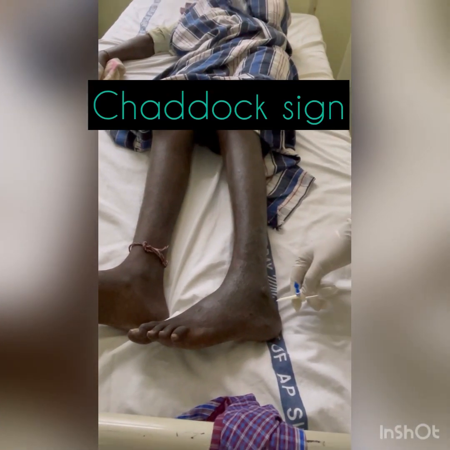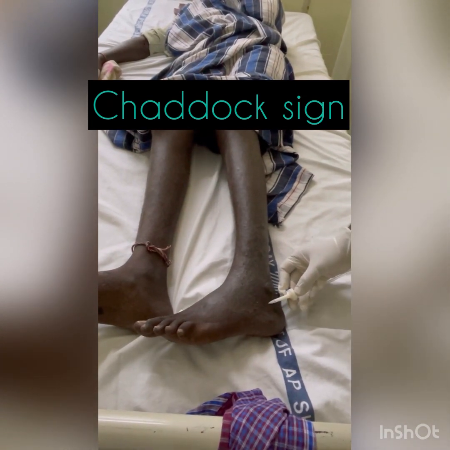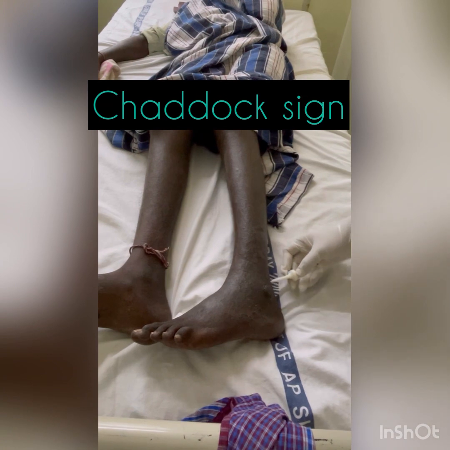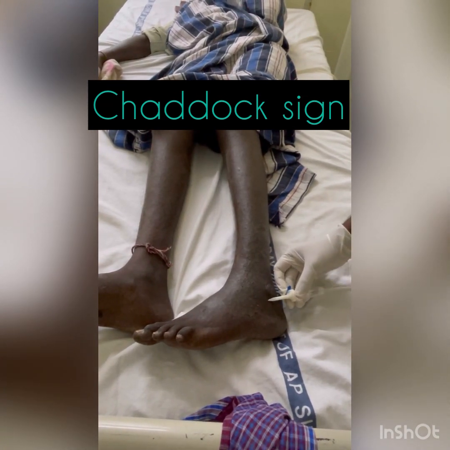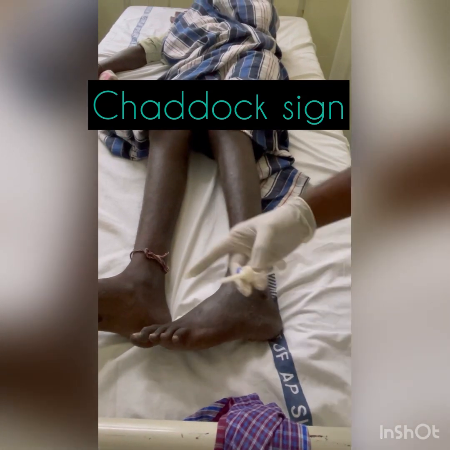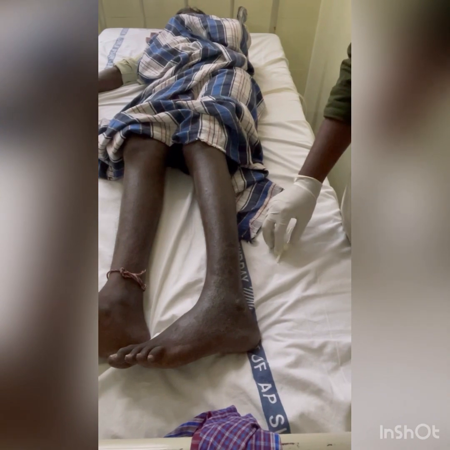Chaddock sign is elicited by gently stroking below the lateral malleolus. Here we can clearly appreciate the Chaddock sign. On stroking below the lateral malleolus, extensor response can be seen. This is Chaddock sign.